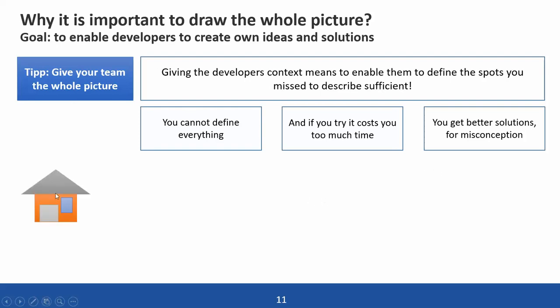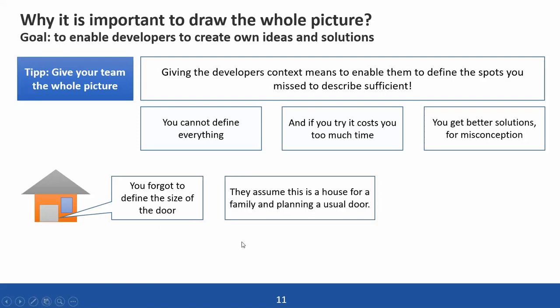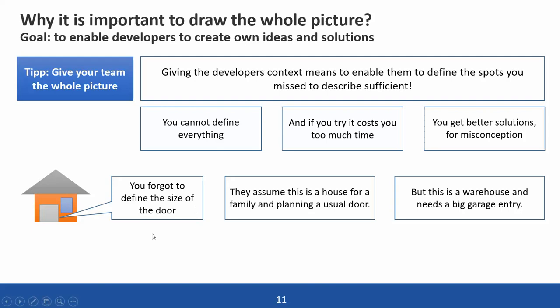So let's take an example again. You want to build this house, and what is happening? You forgot to define the size of the door. You said, build me a house, I want a door that opens to the left, but in the end you forgot to say what the size is. So imagine that the developers assume that this is a house for a family and they plan an ordinary family door, but instead this is not a house but a warehouse. So you need a big garage entry.